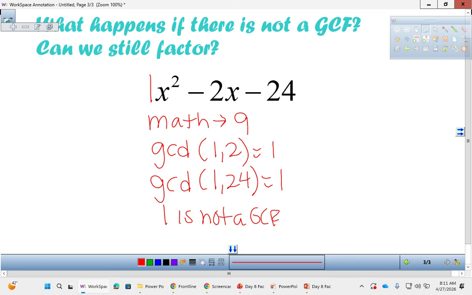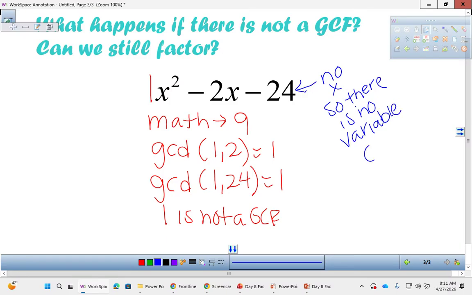And then because this doesn't have an x, there's no variable GCF, right? So I can't divide an x out of everything because the last term doesn't have an x, all right? So the numbers don't have a GCF because the only thing they have in common is 1, and the x's don't have anything in common because the last term doesn't have an x. So there's no GCF here.